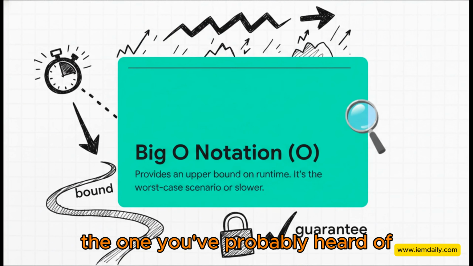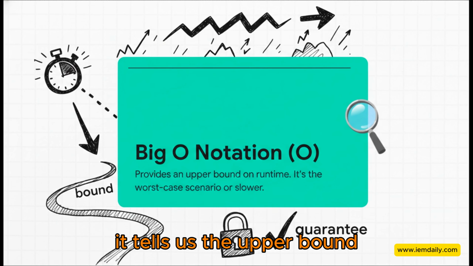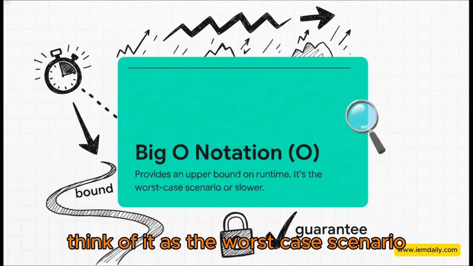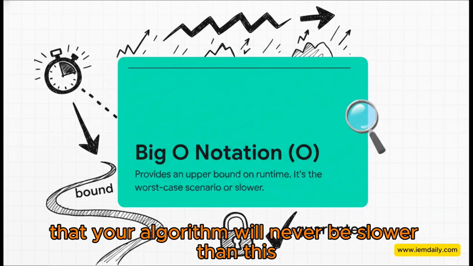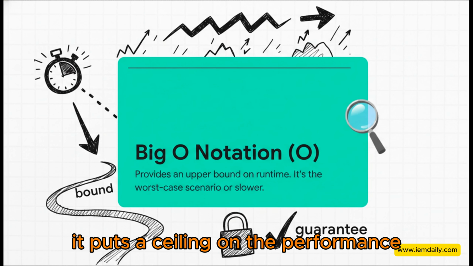First up, the one you've probably heard of, Big O. This is our pessimistic lens. It tells us the upper bound on how long something will take. Think of it as the worst-case scenario. It's a guarantee that your algorithm will never be slower than this, no matter how unlucky you get. It puts a ceiling on the performance.